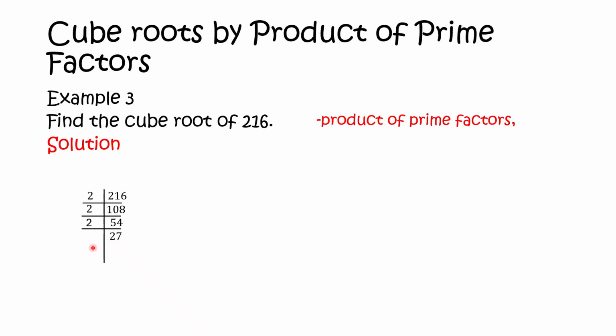This time around, the smallest prime factor is 3. So 3 into 27, we get 9. Then 3 into 9, we get 3. 3 into 3, we get 1.